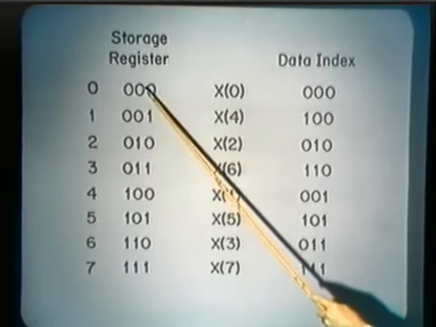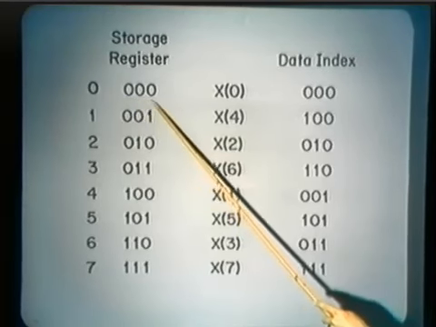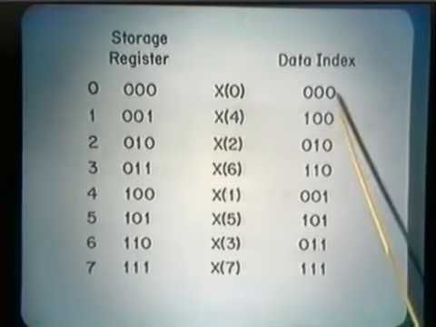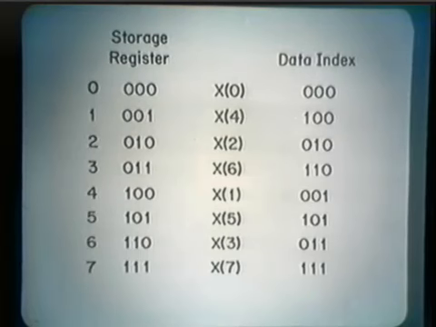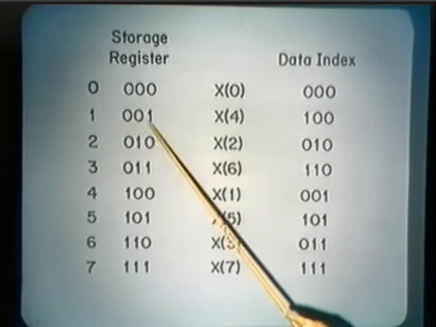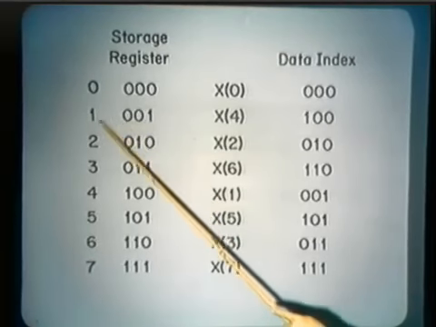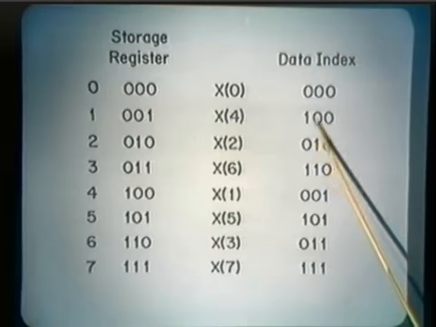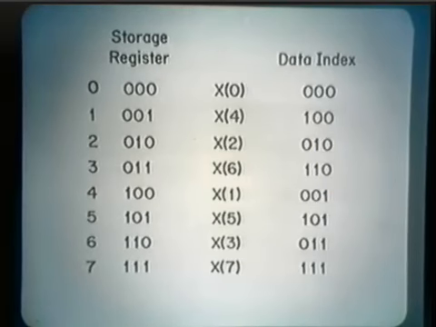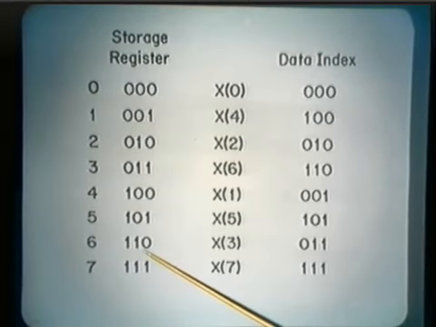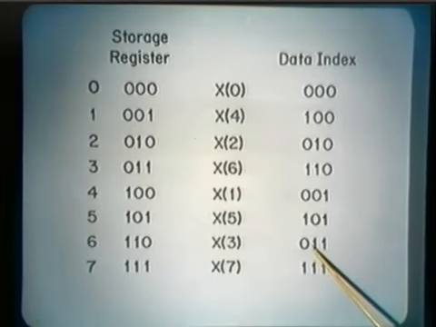If we write the storage register locations in binary, and we write the data index in binary, what we see, interestingly enough, is that the data index is the bit-reversed counterpart of the storage register index. So here, for example, we have 001, storage register 1. Here we have 100, which is data index 4. And this continues on throughout. 110 is storage register 6. Bit reversed is 011, which is data index 3.